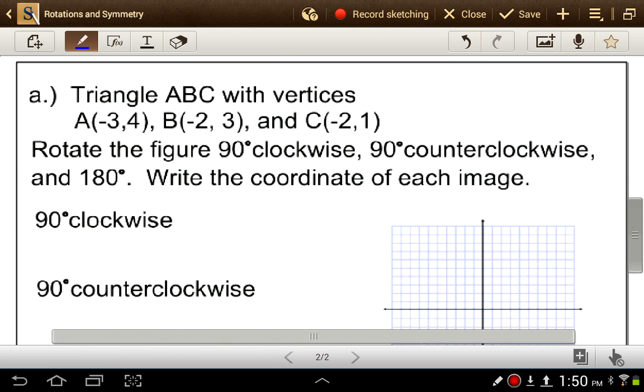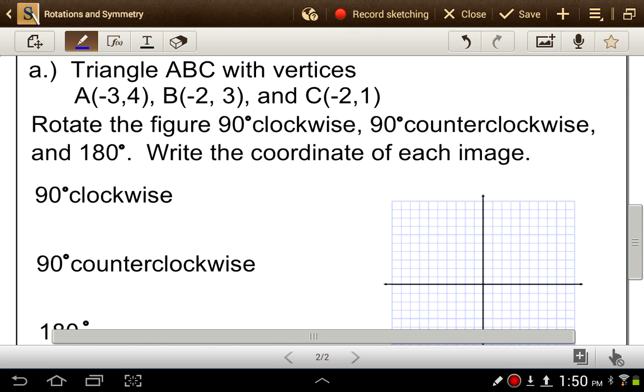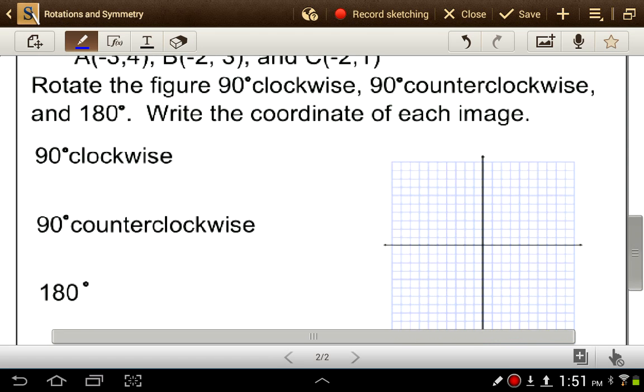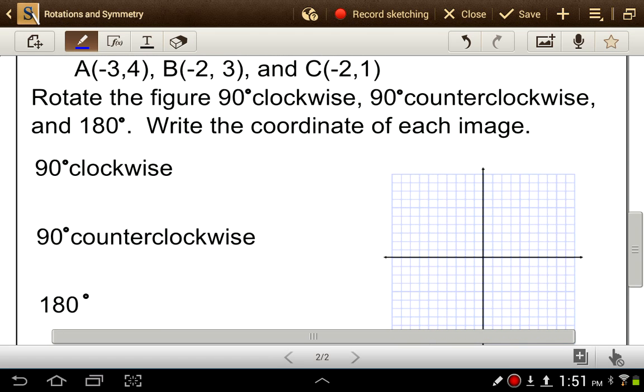All right, so here is our example. First, I have a triangle ABC with vertices A is negative 3, 4, B is negative 2, 3, and C is negative 2, 1. I'm going to scroll this down a little bit so I can still see the vertices. Now I want to rotate the figure 90 degrees clockwise, 90 degrees counterclockwise, and 180 degrees. We're going to write the coordinates of each image, so we're going to have 3 images on this one.